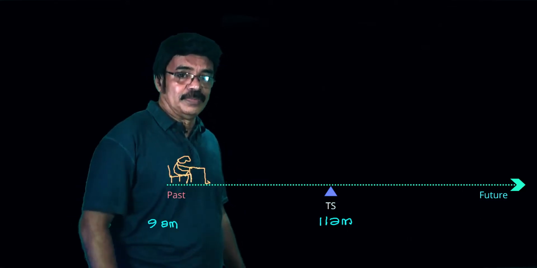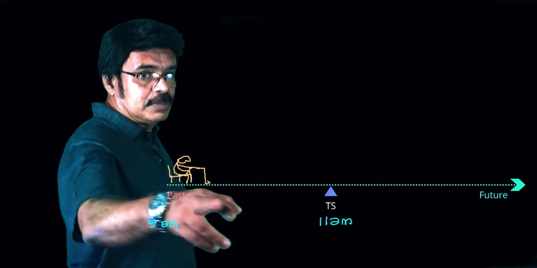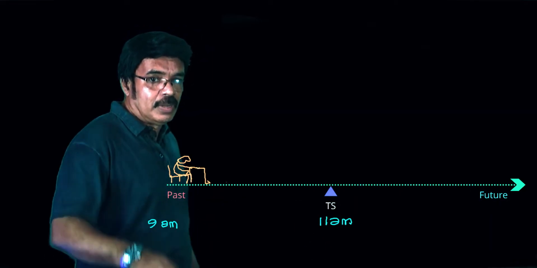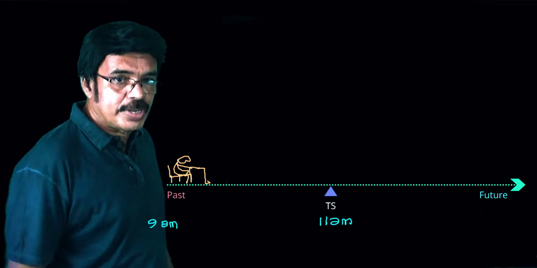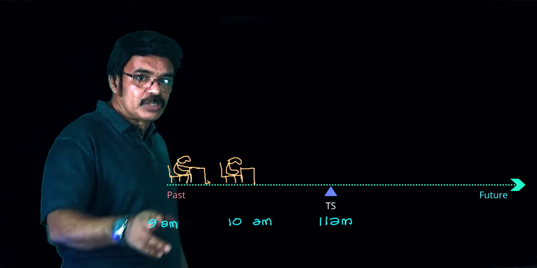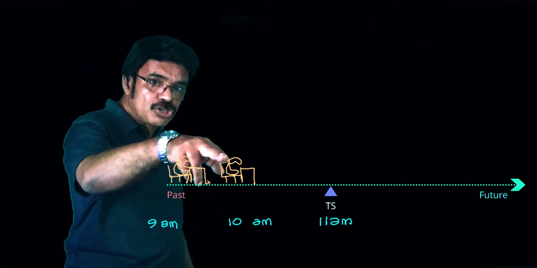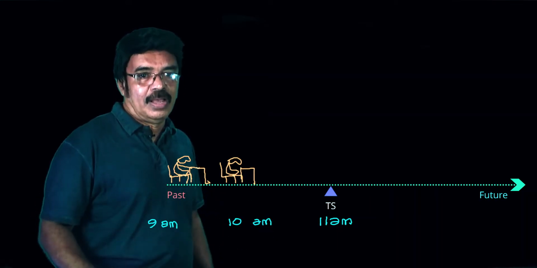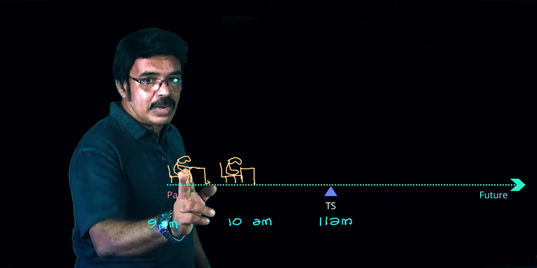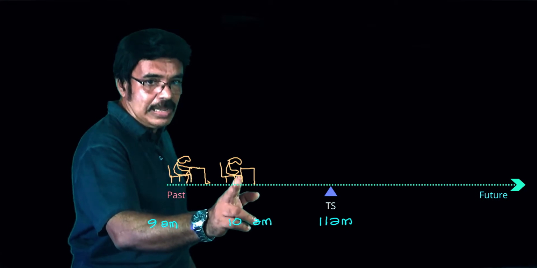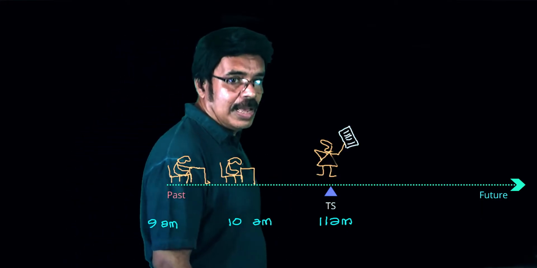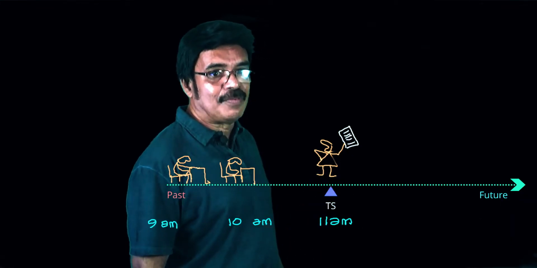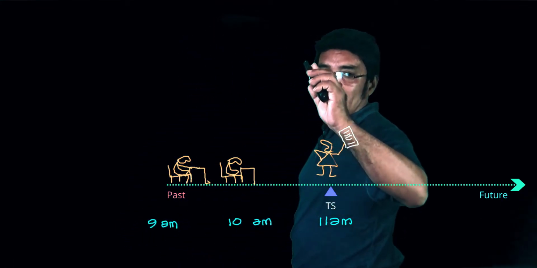What is this? 9 a.m. Now it is 11 a.m. She started doing homework. This girl started doing homework. Right? Now it is 10 a.m. She finished doing homework. Started at 9 a.m., she finished at 10 a.m. It is finished. Now she is here, it is present, now 11 a.m. The girl is here.